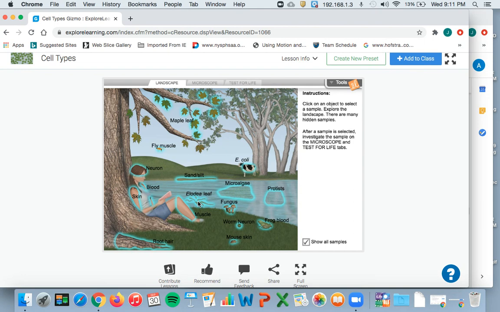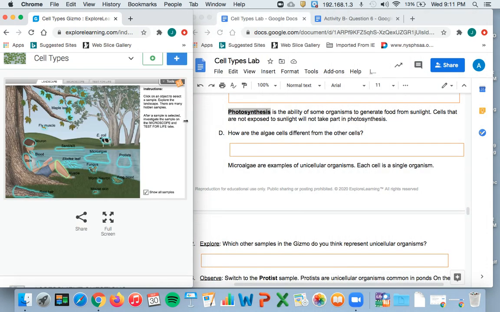Something to think about is size. Multicellular organisms you can usually see with just your eyes. So I'm thinking the cow over here is probably multicellular. The trees are multicellular. The fly is multicellular. Which organisms in this sample would you need a microscope to see? If you would need a microscope to see the organism, it would be unicellular. So you are going to give me your answers for that in this box down here for question number 2.